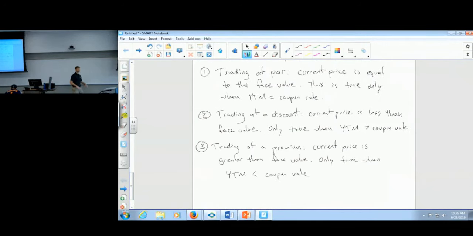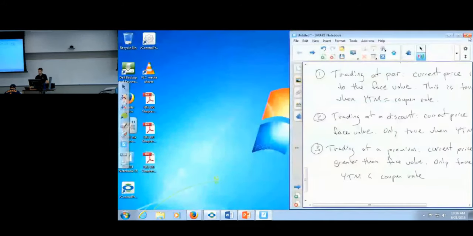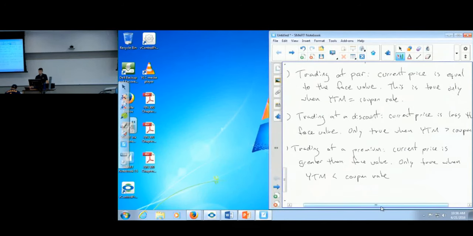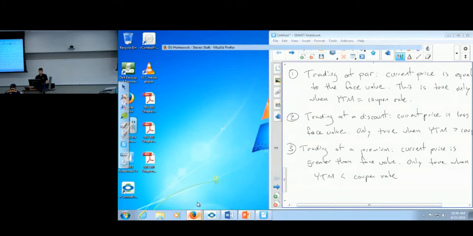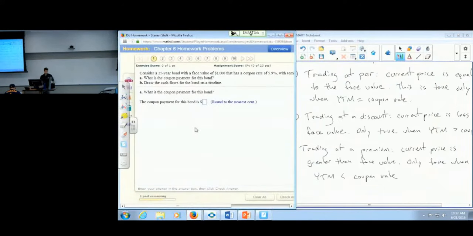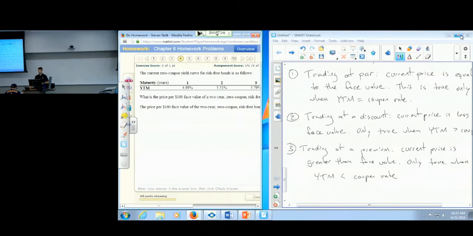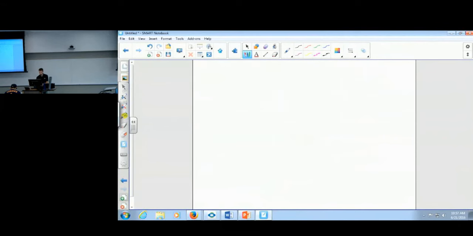Okay, so that's an awful lot of terminology getting thrown out at once. So you guys have any questions, any points of clarification before we start applying this and looking at problems? All right, let's look at some example problems then.